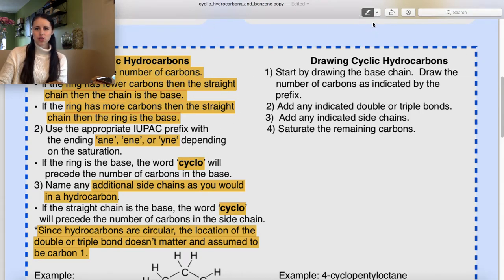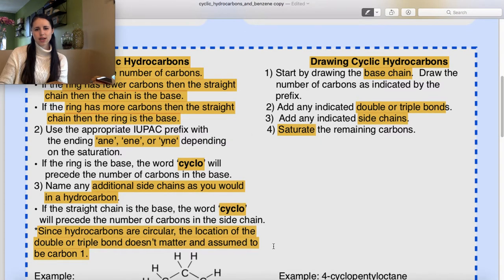So notice the instructions are smaller because drawing tends to be easier. You always start by drawing the base chain. That's indicated by the number, the prefix in front of your ending. You're going to add any double or triple bonds. You're going to add any side chains. And then at the end, we're always going to go through and saturate. Now remember, you don't have to saturate that ring structure. We tend to use line structure, so you can assume that your ring structure is saturated.